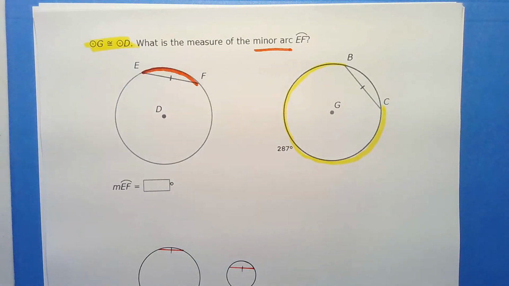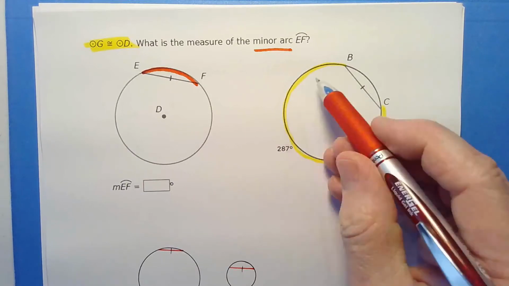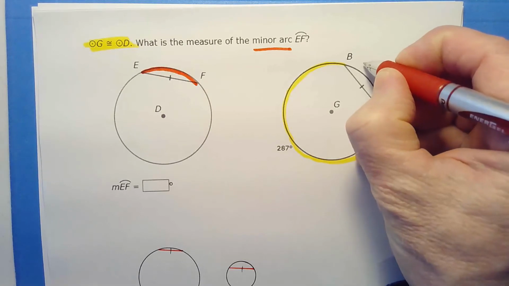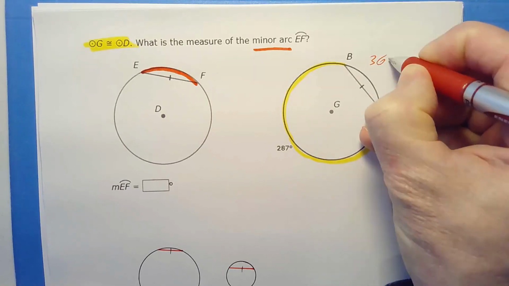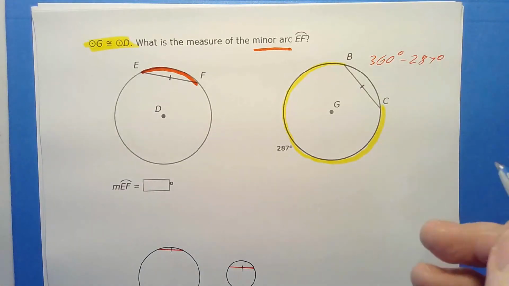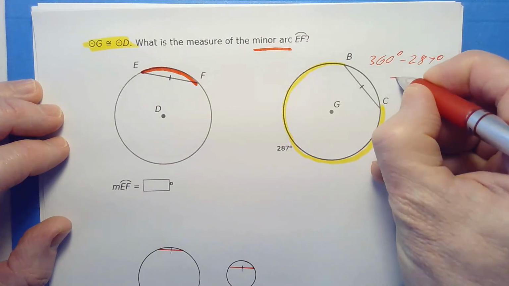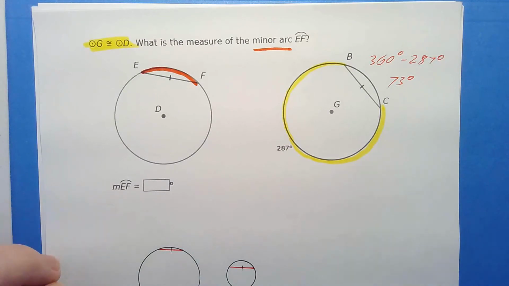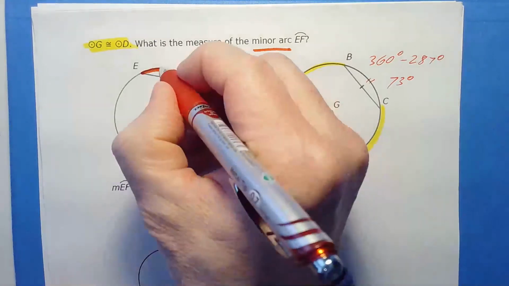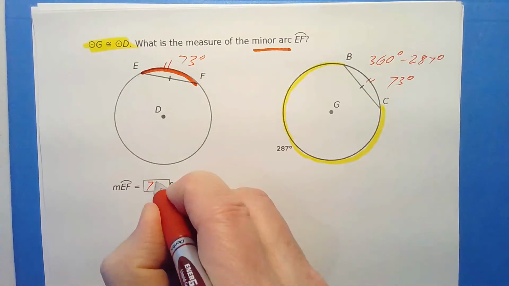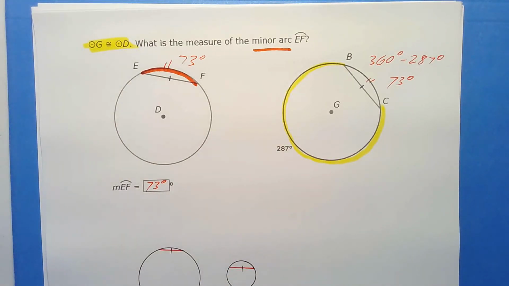Remember, when you put together the minor and the major, it's going to equal 360. So this arc right here is going to be 360 degrees minus 287, which is just 73 degrees. Remember what we came up with, though: this arc is congruent to this arc because this chord is congruent to this chord, hence 73 degrees and 73 degrees. All right, so we got that one.